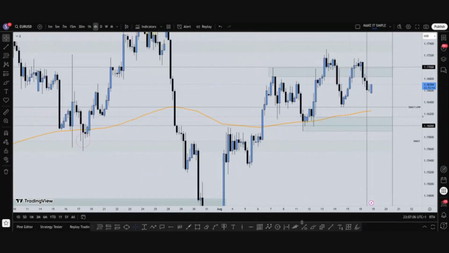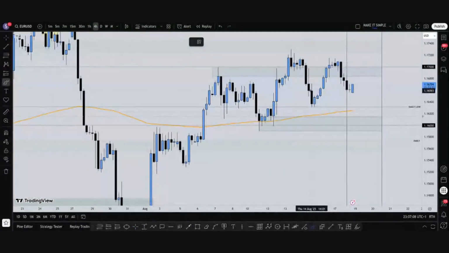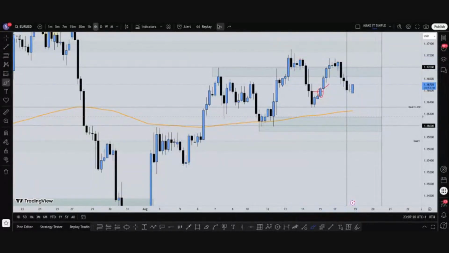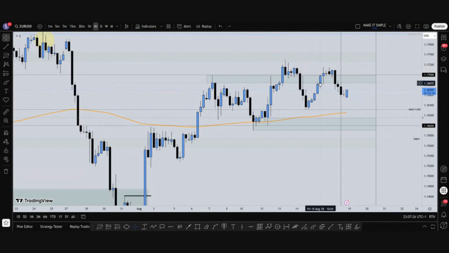So when we retested, I took the trade on the 4 hour after I had this confirmation above the bearish candle. We took this trade and closed it somewhere around here because I don't want to hold that trade over the weekend. So overall it was a nice trade last week. That's the only trade I took on EURUSD.